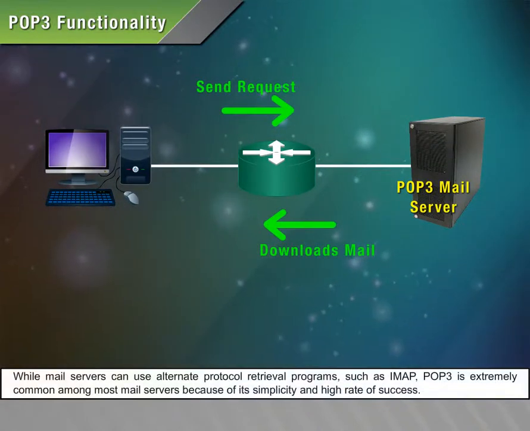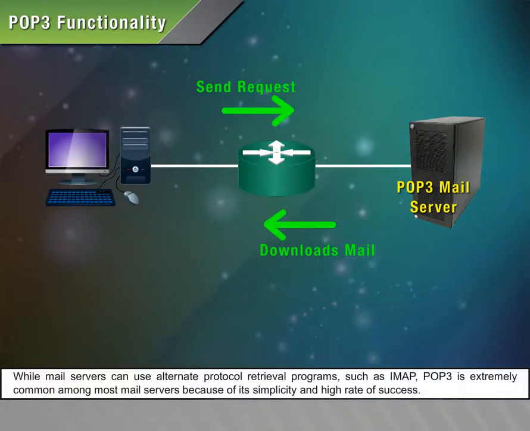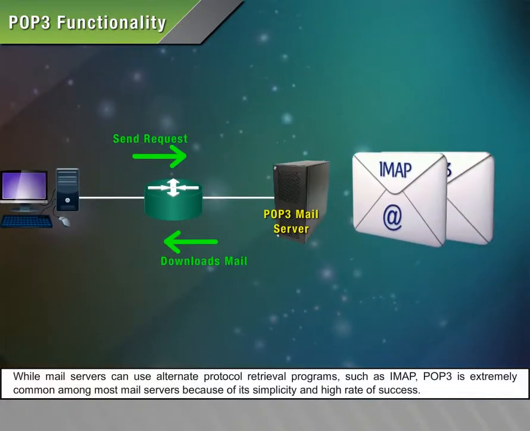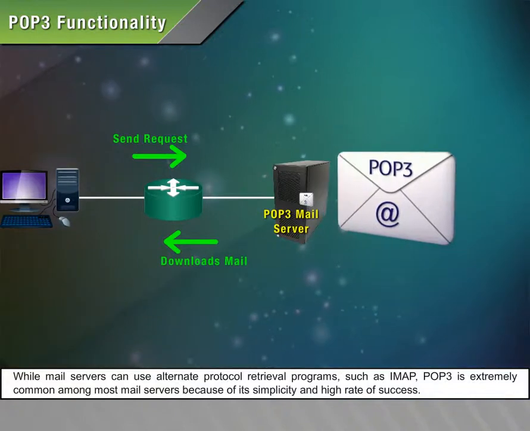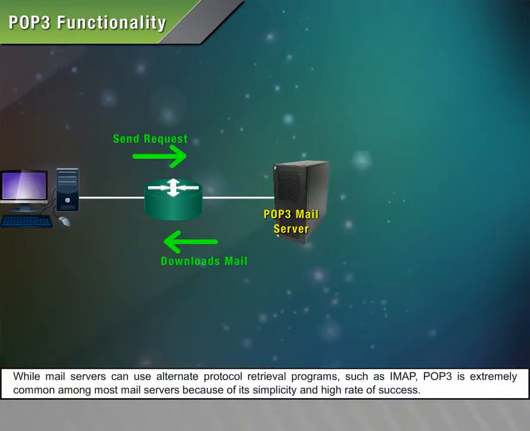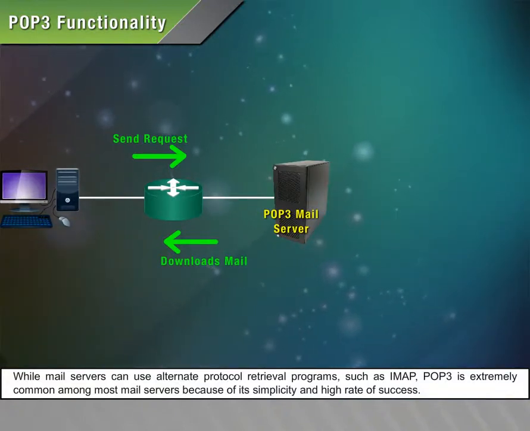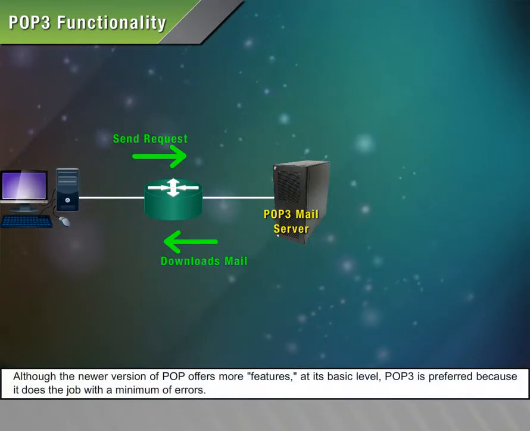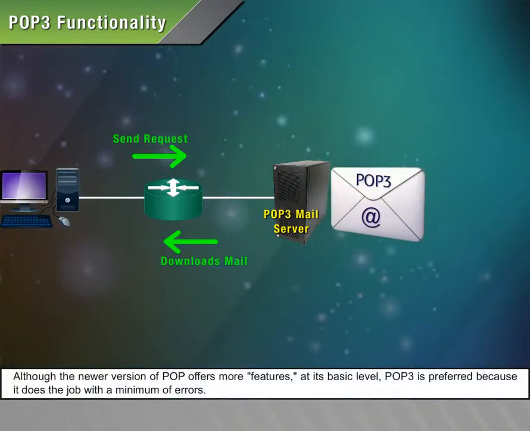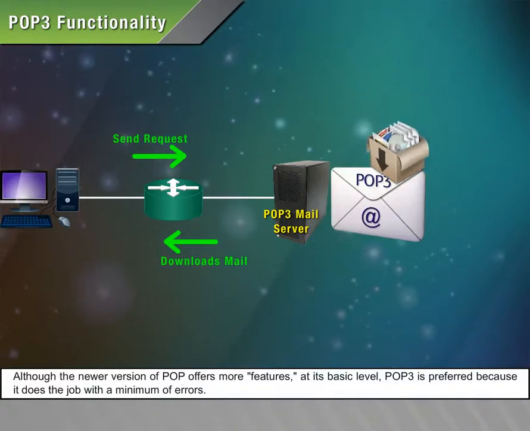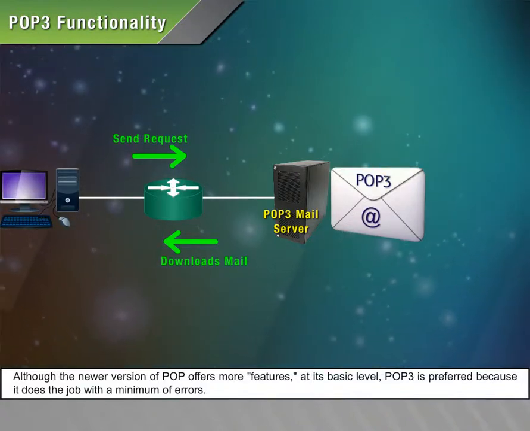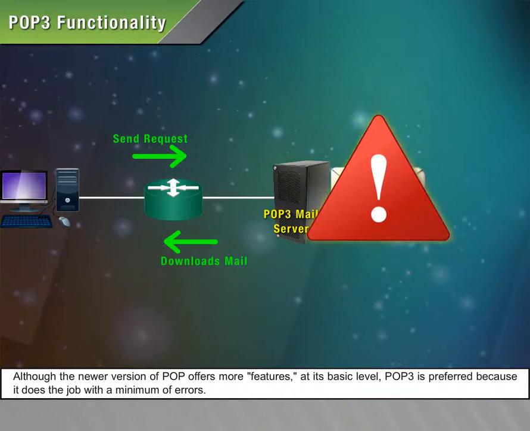While mail servers can use alternate protocol retrieval programs such as IMAP, POP3 is extremely common among most mail servers because of its simplicity and high rate of success. Although the newer version of POP offers more features at its basic level, POP3 is preferred because it does the job within a minimum of errors.